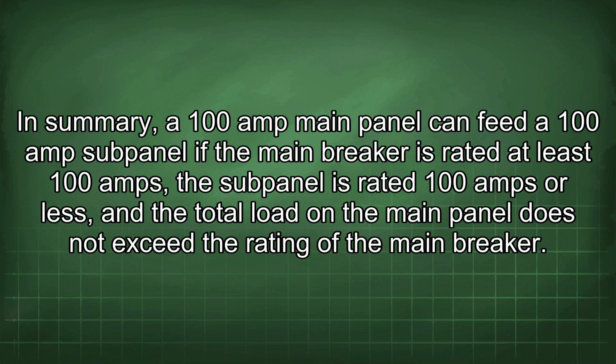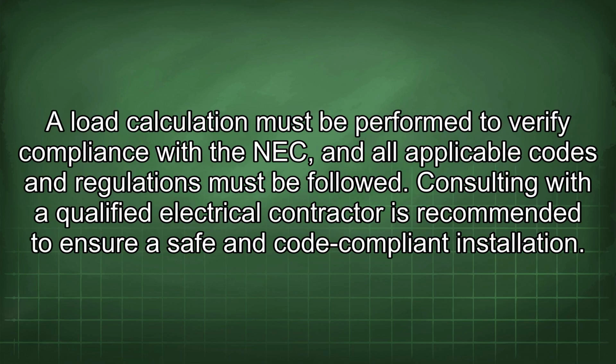In summary, a 100 amp main panel can feed a 100 amp subpanel if the main breaker is rated at least 100 amps, the subpanel is rated 100 amps or less, and the total load on the main panel does not exceed the rating of the main breaker. A load calculation must be performed to verify compliance with the NEC, and all applicable codes and regulations must be followed. Consulting with a qualified electrical contractor is recommended to ensure a safe and code-compliant installation.